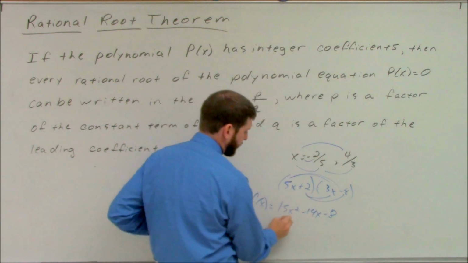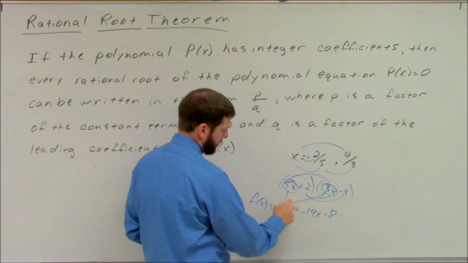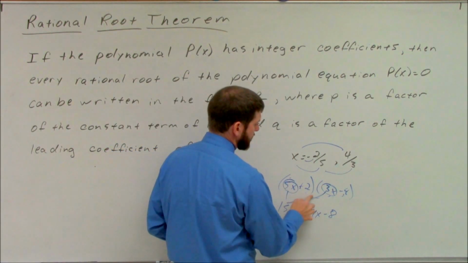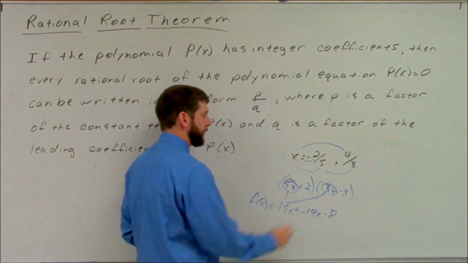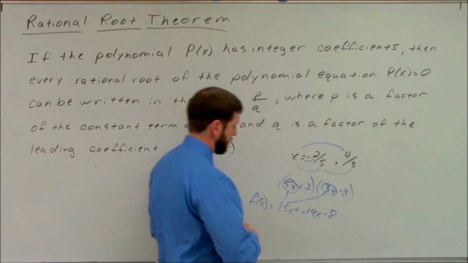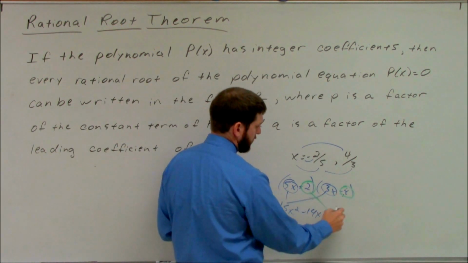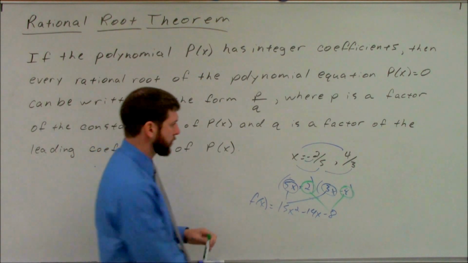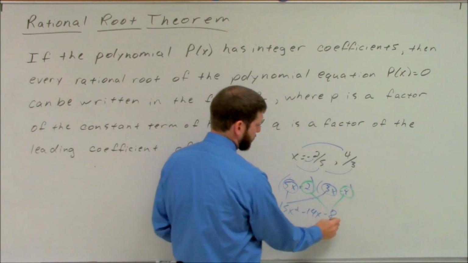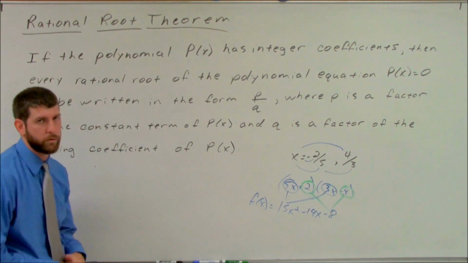Because how did I get this 15? I got this 15 by combining the first terms together, by combining that 5x and that 3x. So the denominators were factors of that leading coefficient. Well, how did I get the constant? I got this constant by combining the constants from each linear factor. So that 2 and that negative 4, those numerators on our roots, came from being factors of that constant right there. So that's all that the rational root theorem tells me.